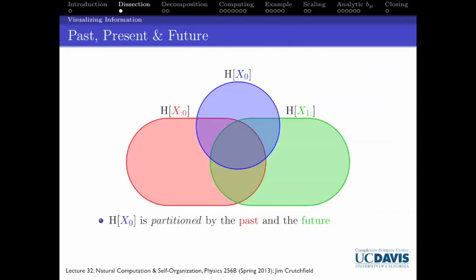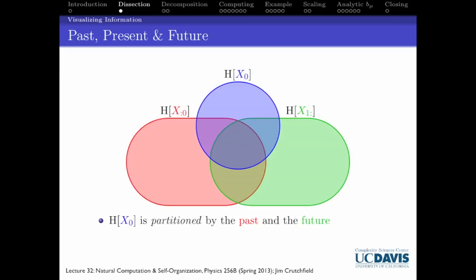Here. B mu is this piece, and R mu is this piece. The difficulty with calculating them, just like the difficulty with calculating the excess entropy, is that this and this are infinite random variables. These circles are infinite in size, so it's very difficult to calculate the difference between them, these overlaps, when we have infinities to work with.